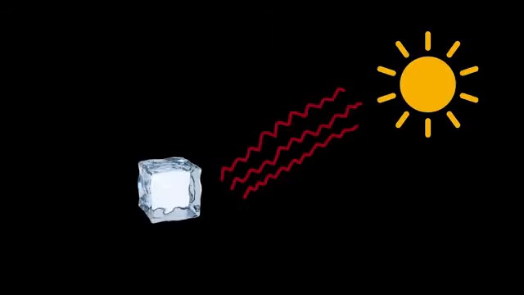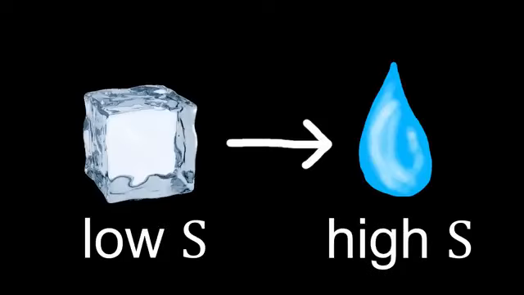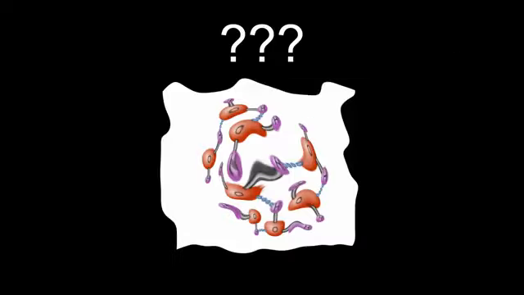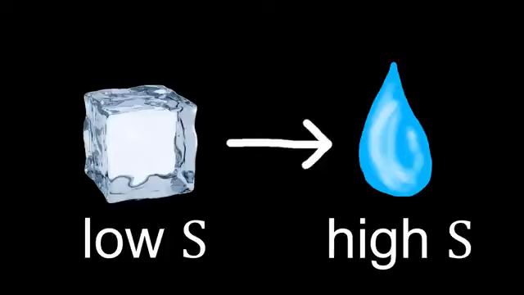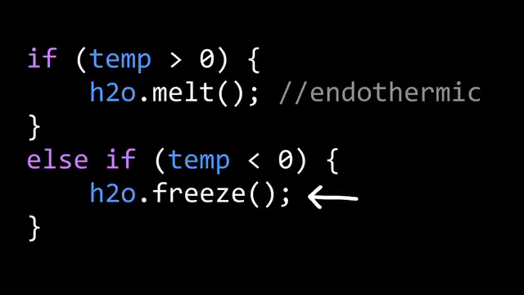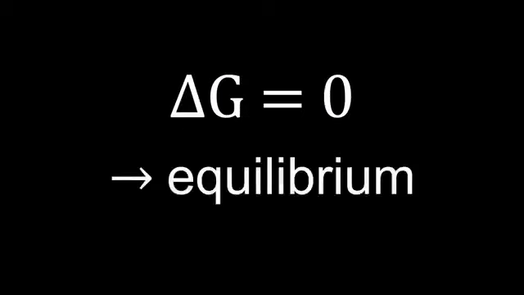For example, melting an ice cube is endothermic because it absorbs heat, but also it increases the entropy a lot, as neatly organized ice turns into water, which is just kind of a mess. So this can happen spontaneously, but only if the temperature is above 0. If it's below 0, the water will spontaneously freeze, which is exothermic. If it's exactly 0, then no reaction will take place spontaneously. In other words, if delta G is 0, we're at equilibrium.